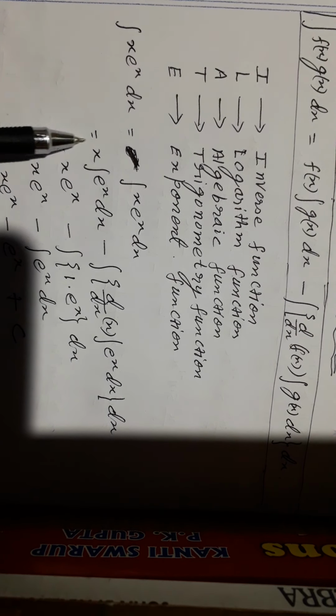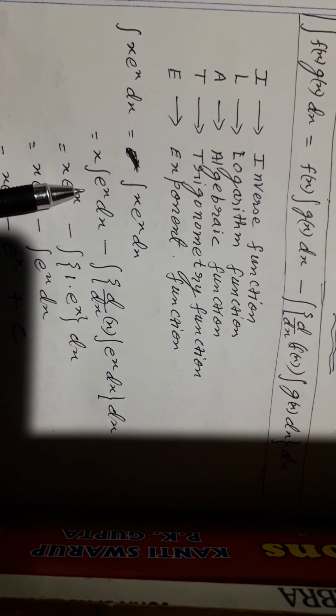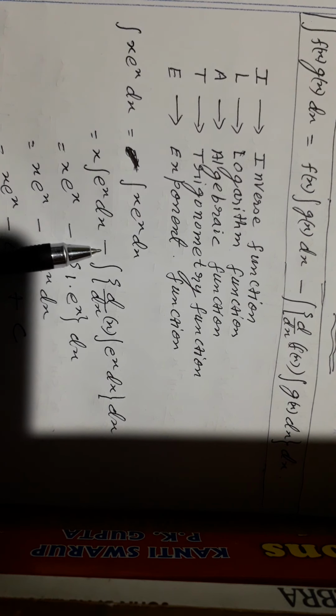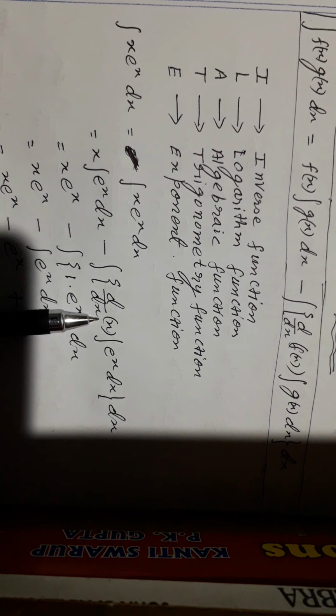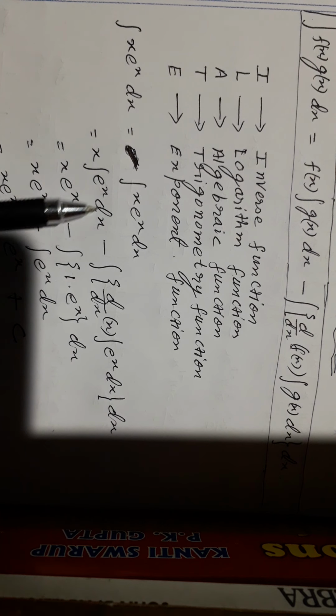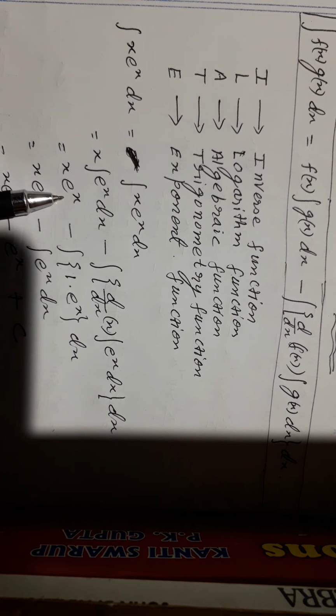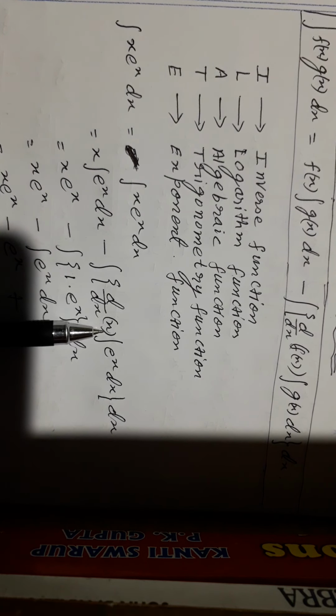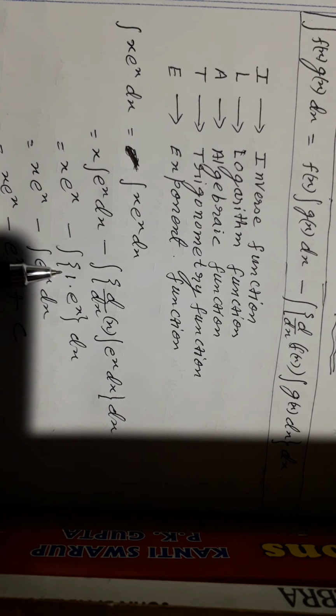Here I use the formula. Taking x as the first function, I integrate the second function, minus the integration of the differentiated first function times the integral of the second function, and whatever answer we get we integrate again. If I integrate e^x, I get e^x. So I have x e^x minus the integration. If I differentiate x, I get 1. Then we integrate e^x, which gives e^x.